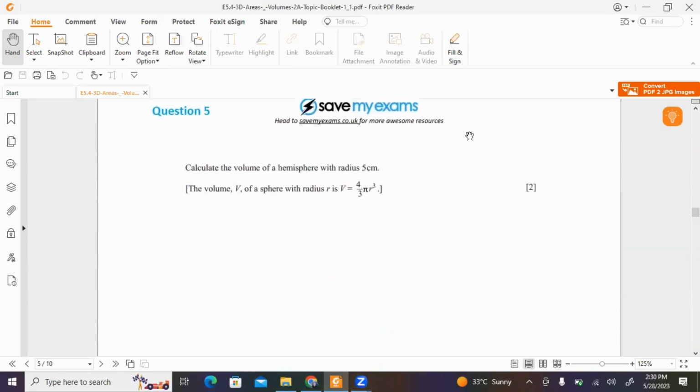Then in question 5, once again, they're asking to calculate the volume of the sphere. Same formula, 2 over 3 pi r cubed. They've identified the radius, 5. So r is 5. Plug it in the calculator. So 2 pi times 5 cubed divided by 3. That is 261.8 centimeters cubed.